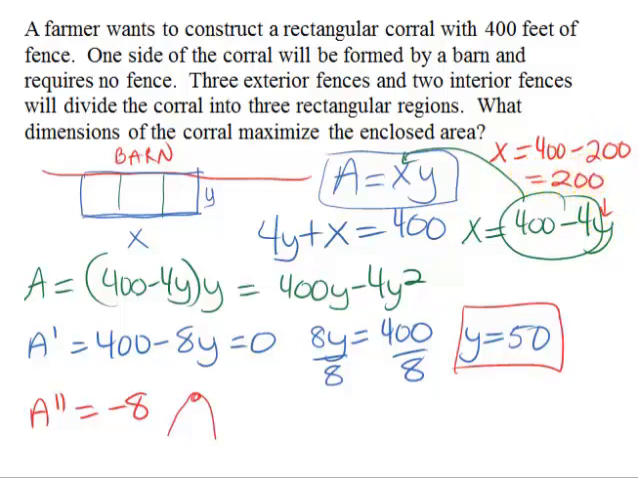So we've got our answer. Basically, what dimensions of the corral for enclosing maximum area? We need to make each of these pieces that go perpendicular to the barn be 50 feet, and then we need to make this length here 200 feet.